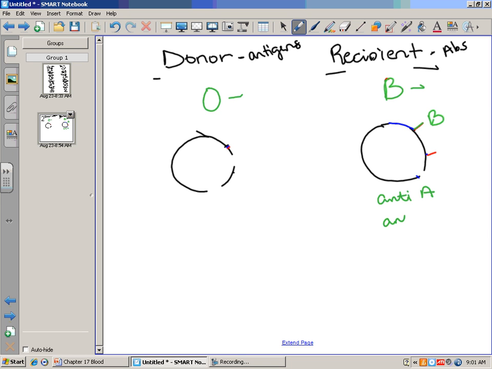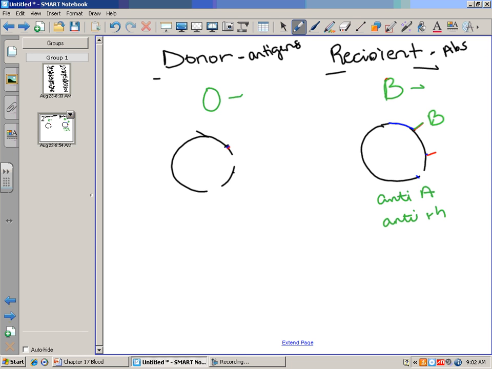Anti-A, anti-RH. Can that transfusion happen? Yes. So why is O negative known as the universal donor? He can give blood to anybody, right? Why can O negative give blood to anyone? You don't have any antigens. There's nothing on that blood when you get it for your body to react to. So that's why O negative is universal donor.